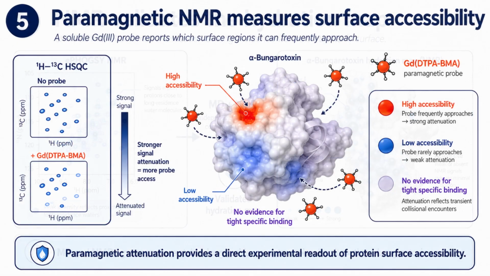The authors then asked whether this hydration map predicts surface accessibility. They added the soluble paramagnetic probe gadolinium DTPA-BMA and measured attenuation in proton-carbon HSQC spectra. Where the probe approached the protein frequently, NMR signals were strongly attenuated. Where the surface was shielded, attenuation was weaker.